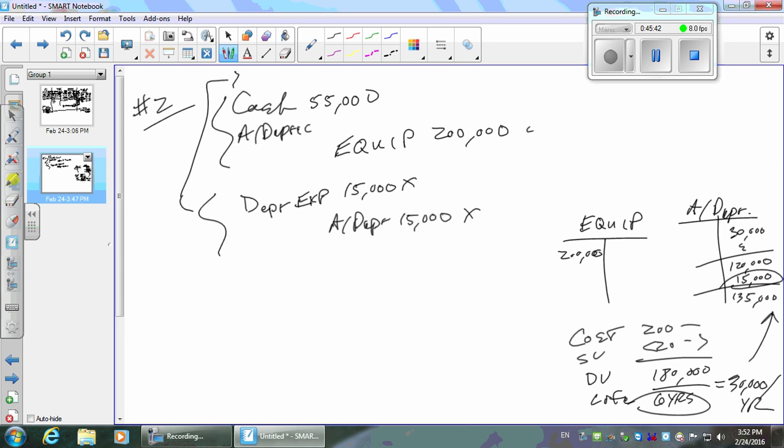So how much is in accumulated depreciation now? 135,000. 200,000 is the equipment. So what's the book value of this thing? 65,000. What do we sell it for? 55,000. We have a loss of 10,000, don't we? Okay, so debit accumulated depreciation for 135,000.